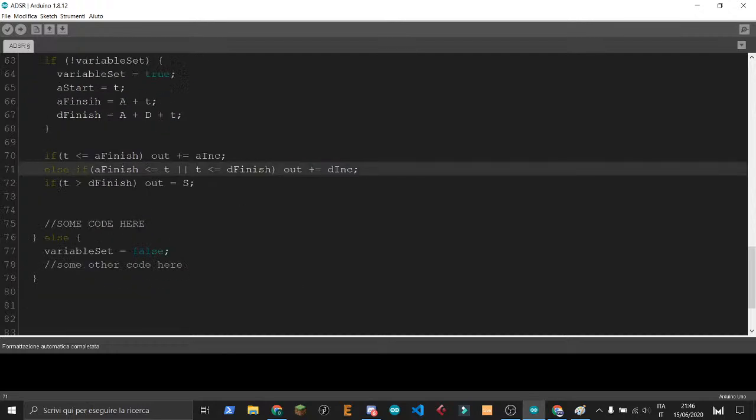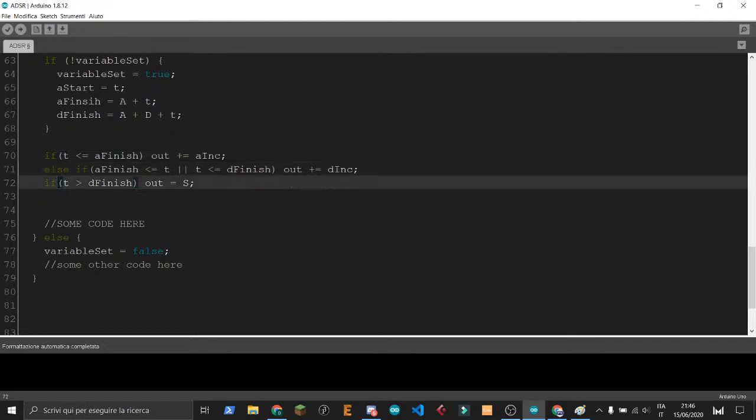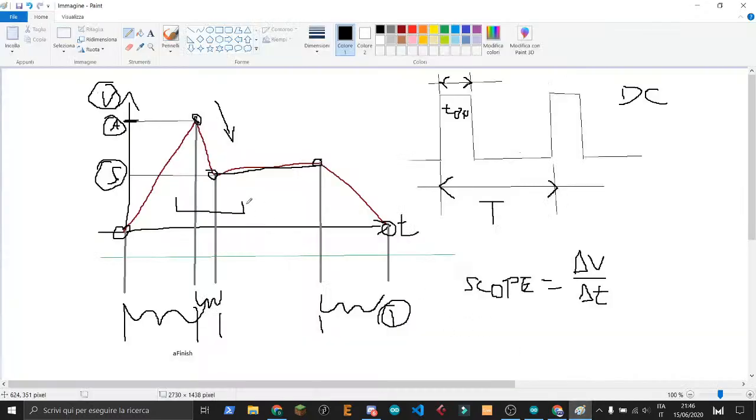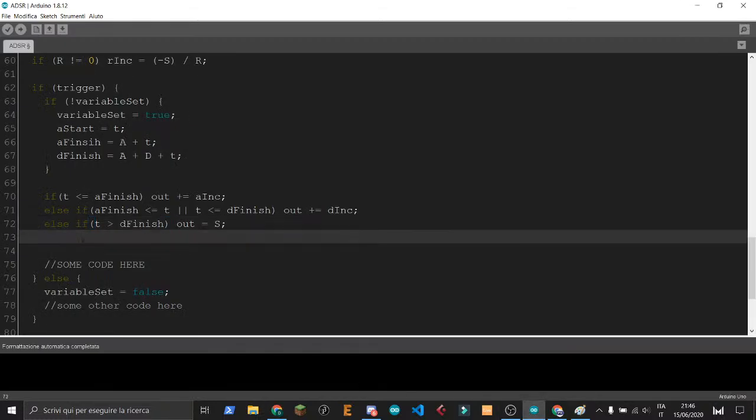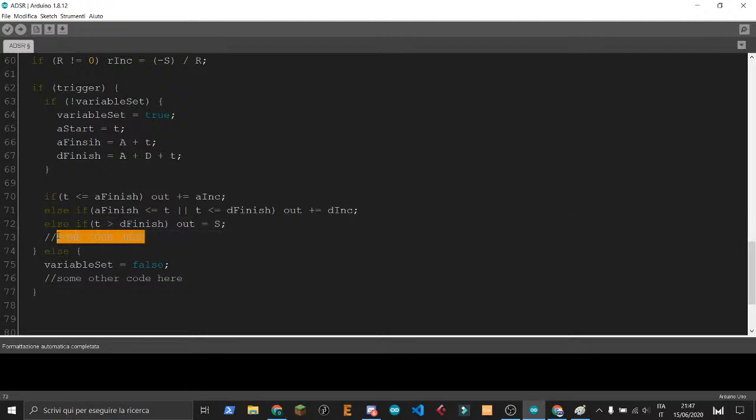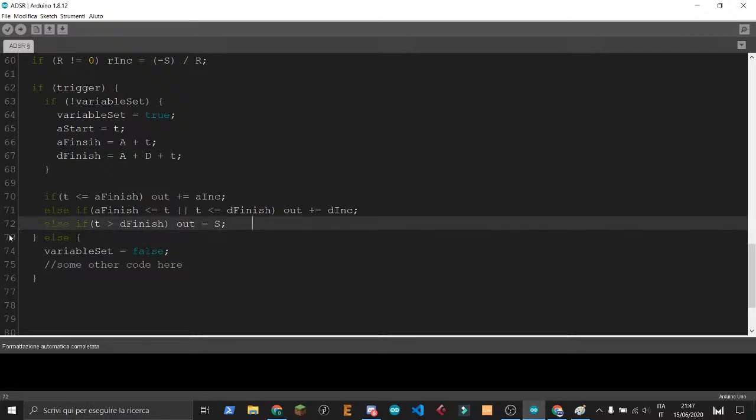And then else if t is greater than d finish, if we are in the sustain region of our ADSR envelope generator, we should just take the output and keep it at the sustain value that we decided to use. So yeah, we should be fine with this, I think. I don't know. Maybe.